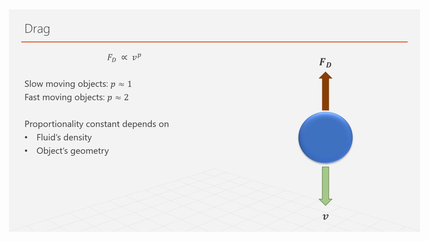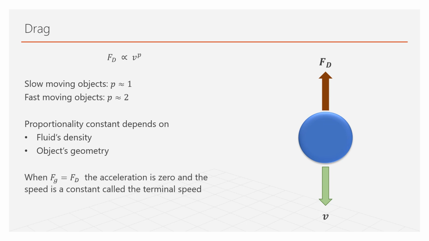The proportionality constant depends on the fluid's density and the object's geometry. More dense fluids generate more drag, and smooth surfaces will have less drag. Additionally, smaller cross-sectional surfaces will have less drag. When an object is falling through a fluid, there will be a point where the object's weight and the drag force balance. Because the net force is 0, the acceleration is also 0, and the speed is a constant called the terminal speed.